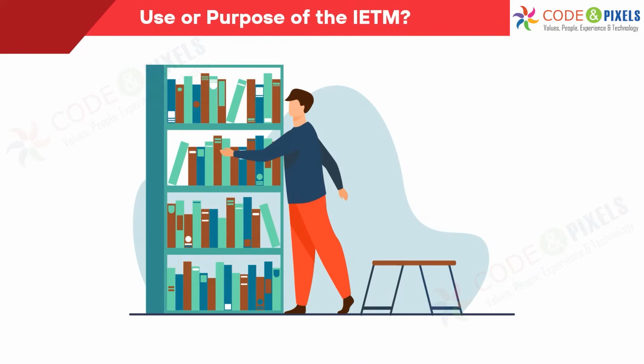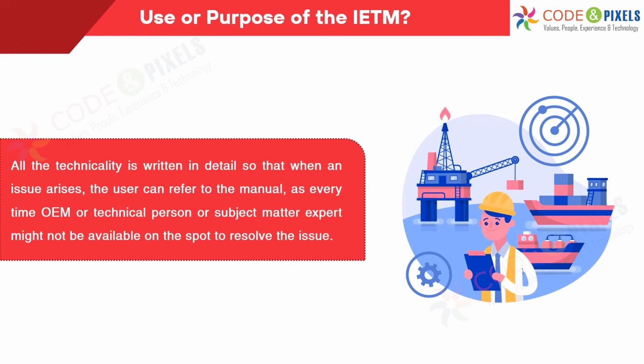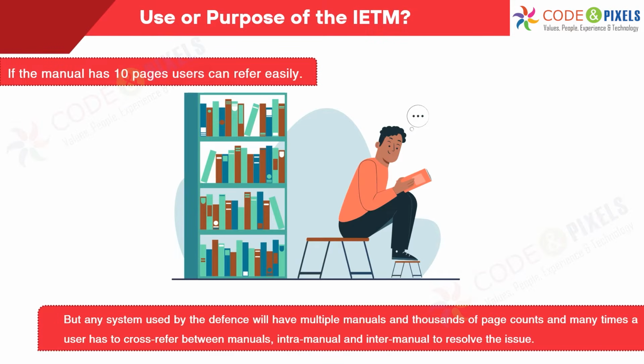What is the use or purpose of the IETM? Any manual's purpose is to give information related to the equipment to the end user for quick reference. All the technicality is written in detail so that when an issue arises, the user can refer to the manual, as every time OEM or technical person or subject matter expert might not be available on the spot to resolve the issue. If the manual has 10 pages, users can refer easily.